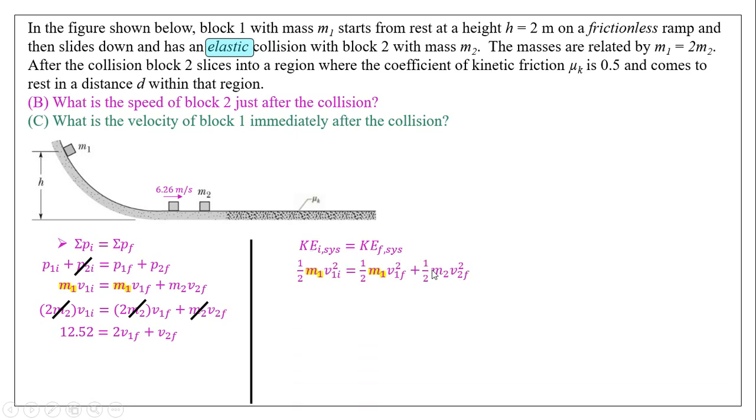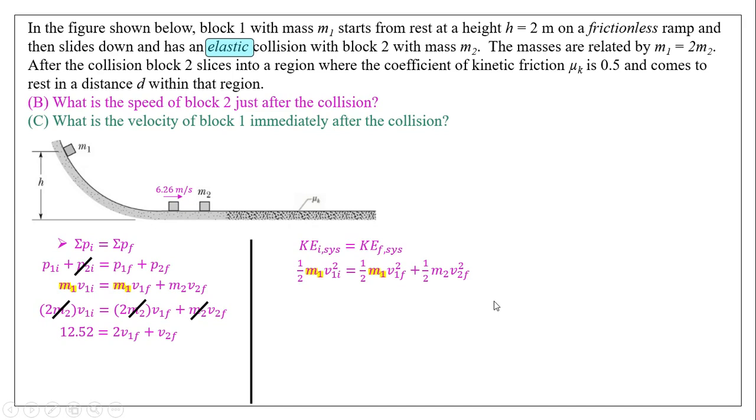But initially, you have just one block moving, and that is block 1 at the bottom of the ramp. So here on the left side, I just put 1/2 m1 v1i squared. It's m1 only because block 2 was not moving before the collision. On the right side, however, I have two terms. I have 1/2 m1 v1f squared plus 1/2 m2 v2f squared.